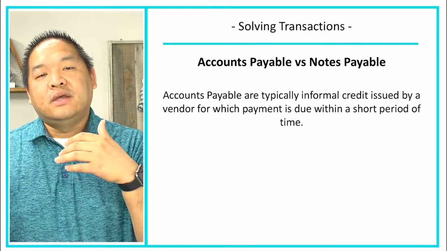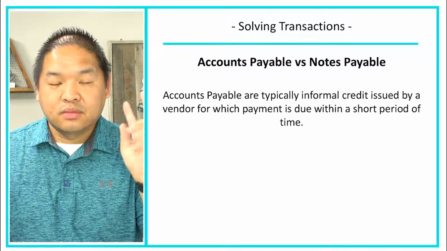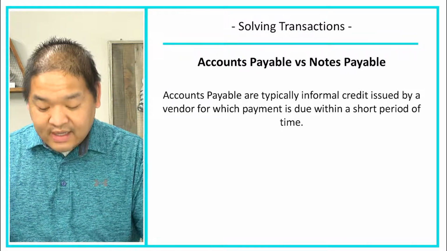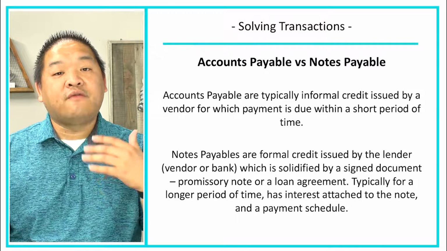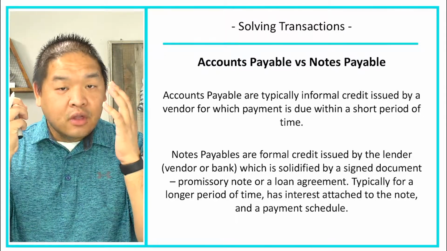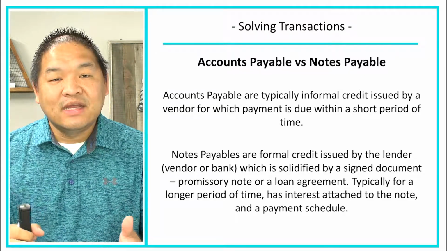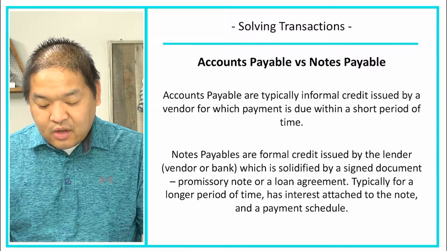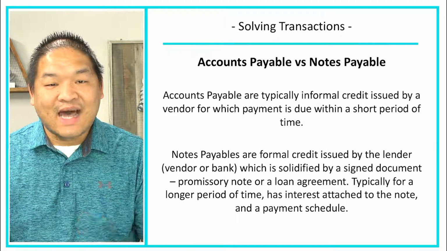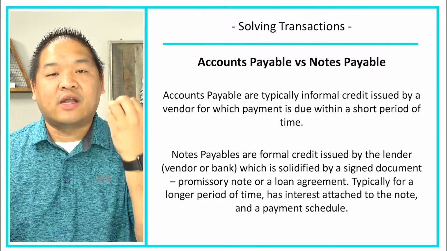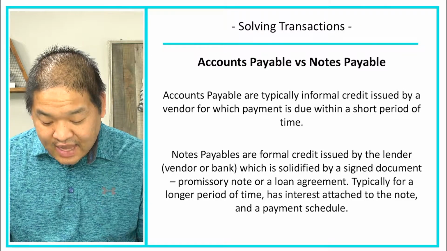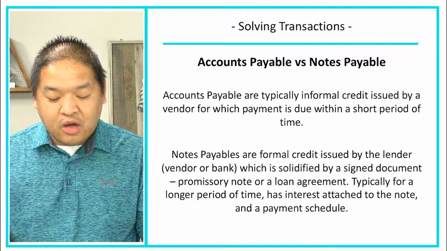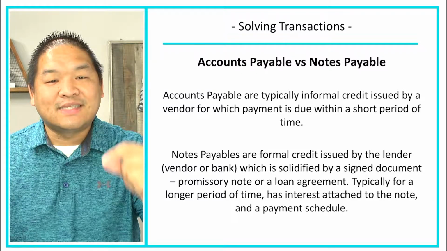So when we borrow money, aka we're not really paying for the equipment when we get it, we have an account. Now, notes payable are what we call formal credit because a loan promissory note is signed. That's a formal agreement, which is usually issued by the lender, whether it's a vendor or bank, and solidified by a signed document. So that signed document is the note that creates the formalities of the debt. We call that a promissory note or a loan agreement, typically for a longer period of time. It usually has interest attached to it.